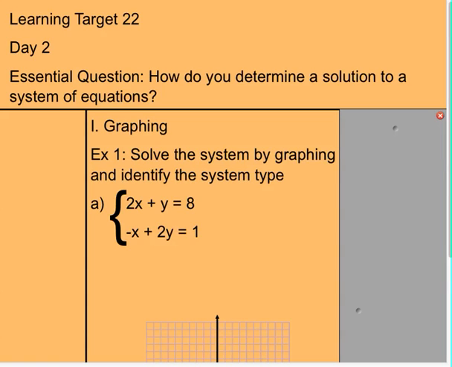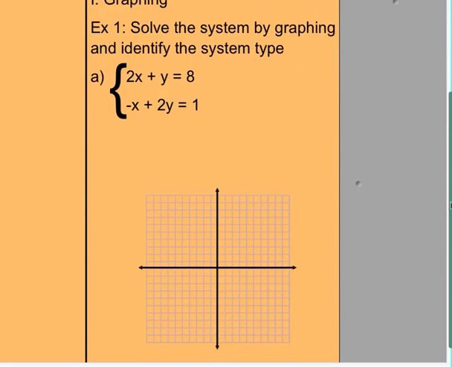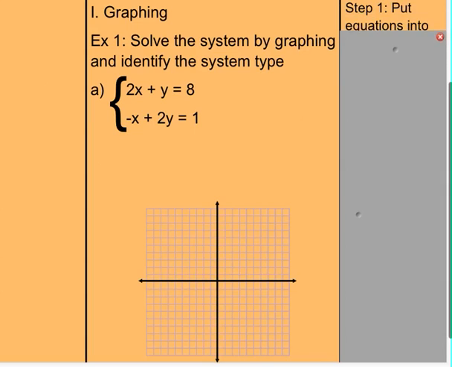So in today's lesson, we are going to do the exact same thing we did yesterday, except our equations are going to be a little bit harder to put into slope-intercept form. So we're going to have to practice some of our algebra skills. All right, since we're doing the same process, they're the exact same steps. We've got to get our equations in slope-intercept form.